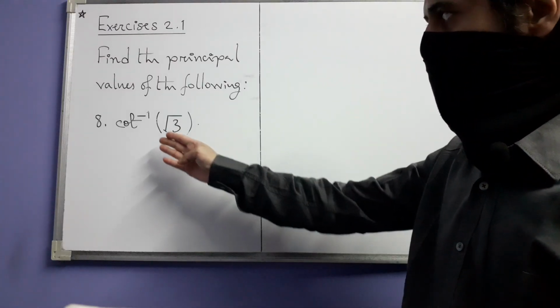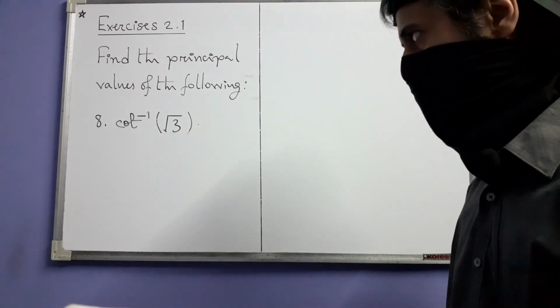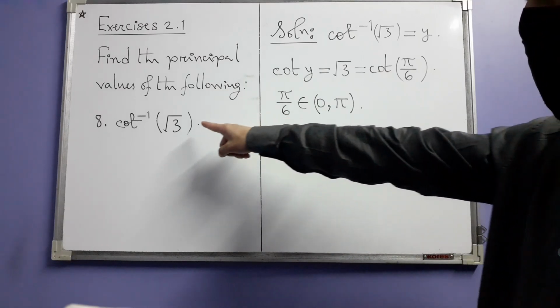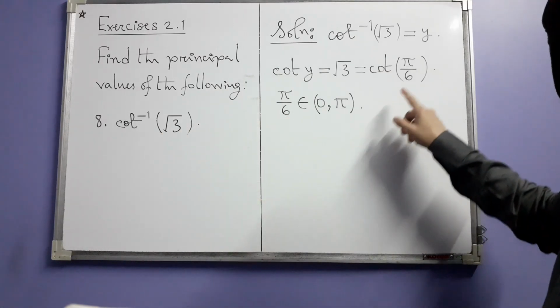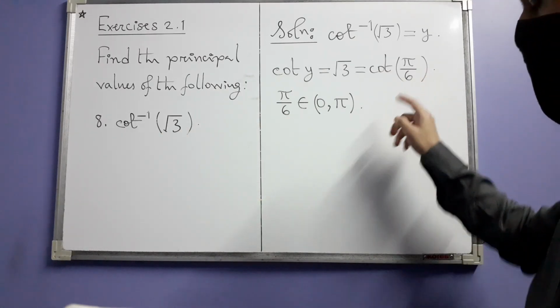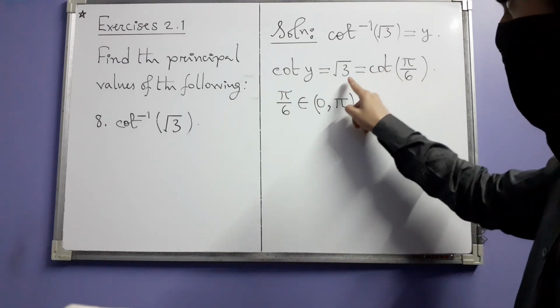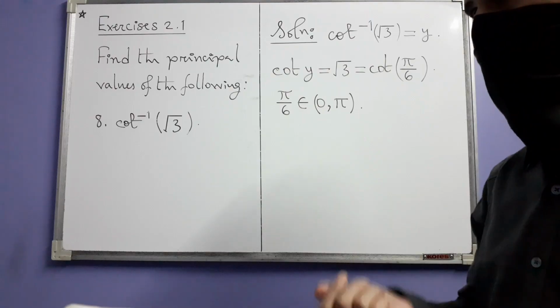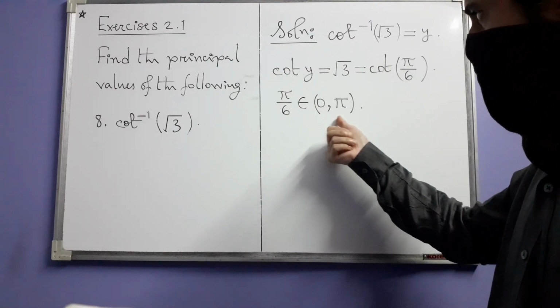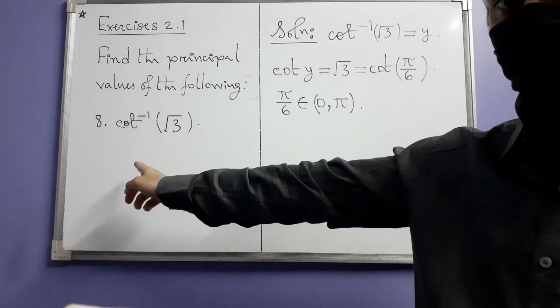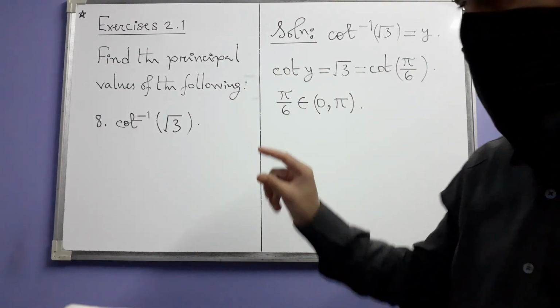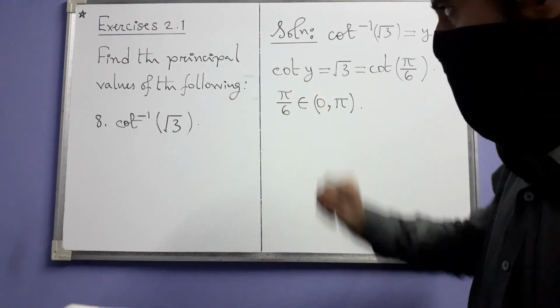Next, number 8, cot inverse of root 3. Because the input is root 3, this is the angle you find. I mean, normally if you think of it, because cot pi over 6 is root 3. But also, this actually belongs to the range of the principal branch of cot inverse. So that's why this is our principal value.